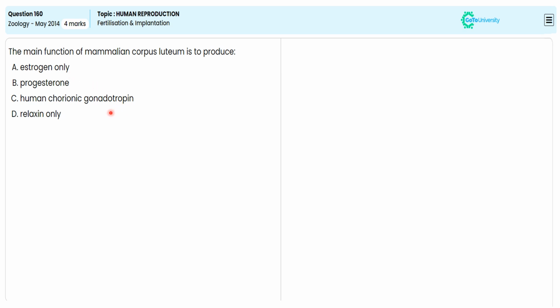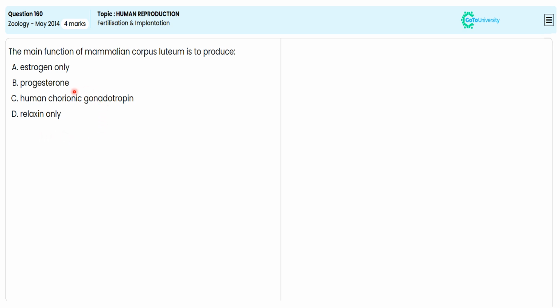Why are we avoiding option C? Because human chorionic gonadotropin is formed by the endometrium of the uterus, not formed by the corpus luteum. Why are we avoiding option D? Because relaxin is a hormone formed by the placental tissue, not by the corpus luteum.